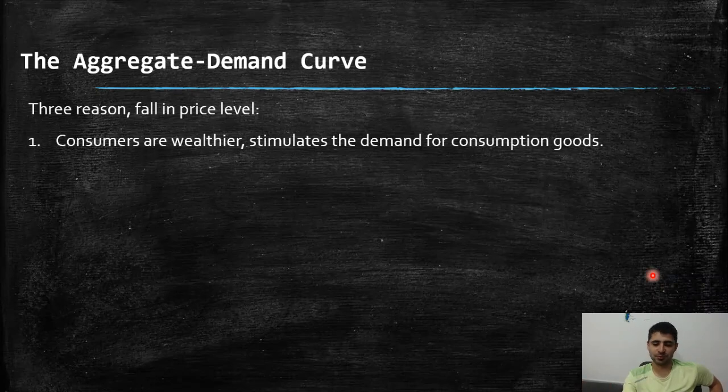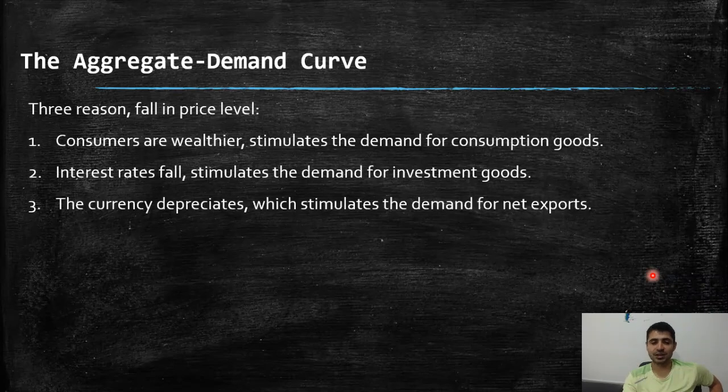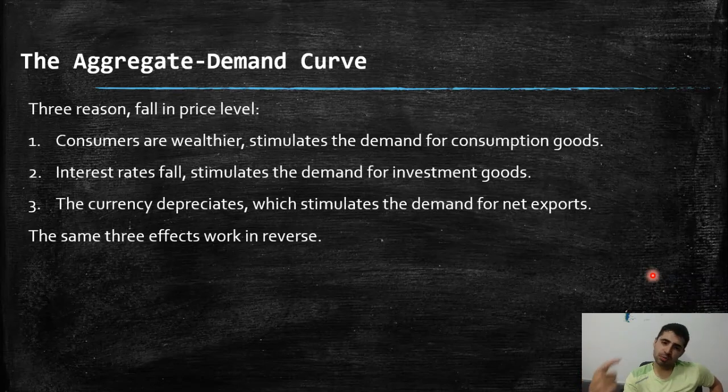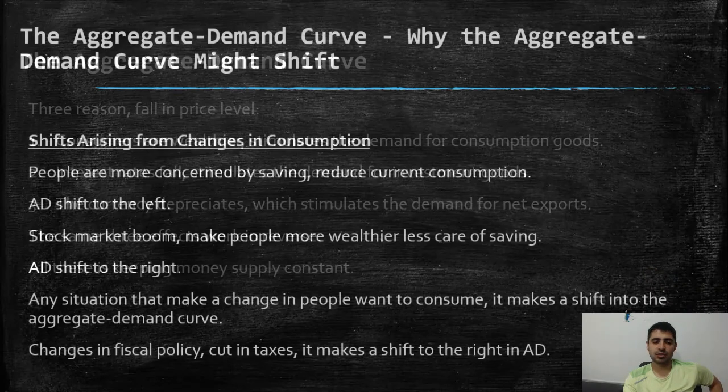There are three reasons for the fall in price level. First, consumers are wealthier, which stimulates the demand for consumption goods. Second, interest rates fall, which stimulates the demand for investment goods. And third, the currency depreciates, which stimulates the demand for net exports. The same three effects work in reverse, so there is a negative relationship between prices and quantity. All this is keeping the money supply constant. We are not moving any of the other variables.